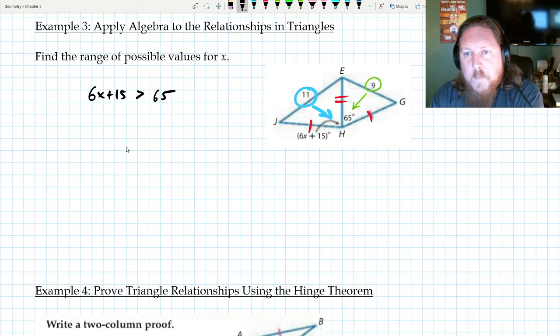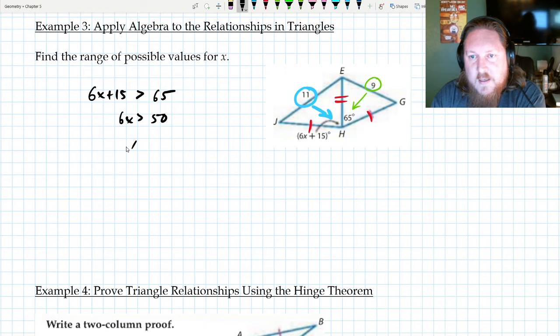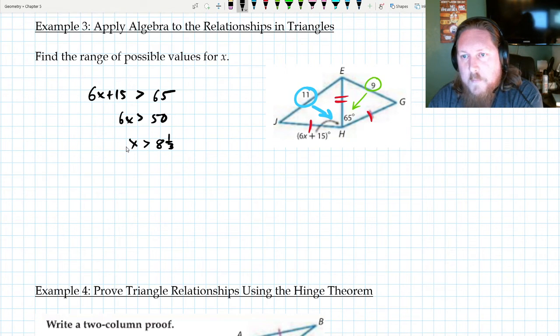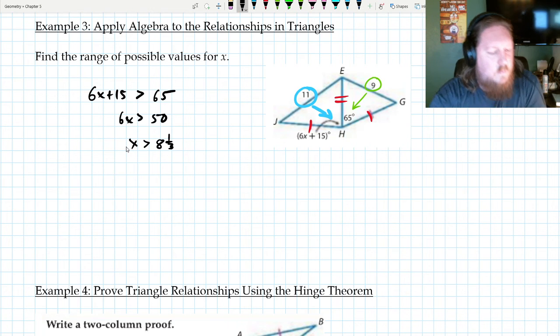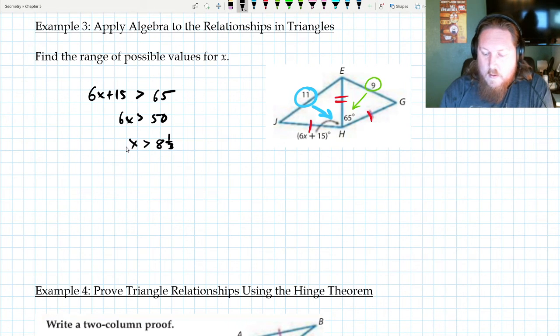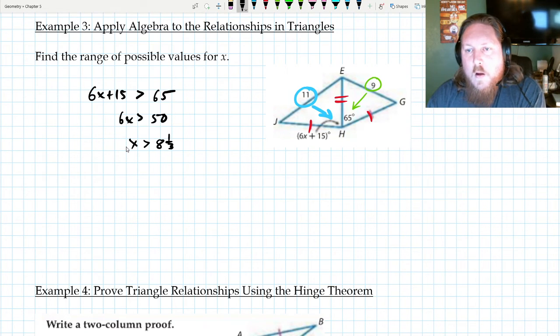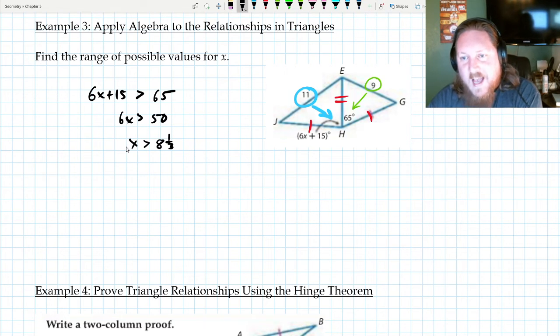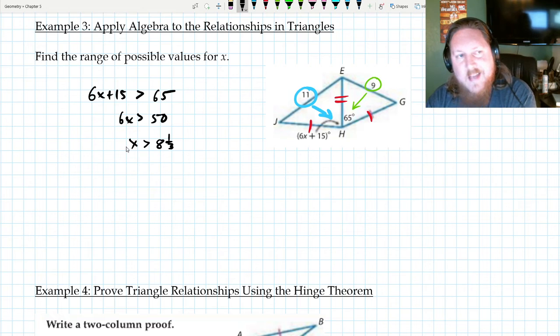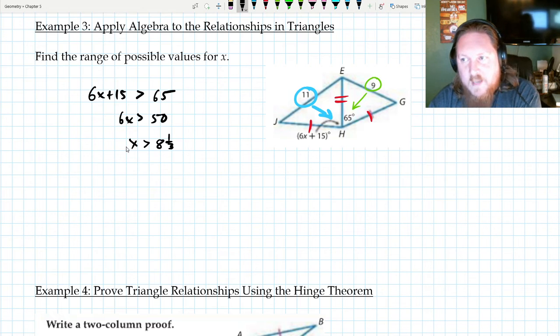So here we can subtract 15 from both sides. 6x is greater than 50. Divide both sides by 6, and you get x is greater than 8 1/3. Okay. I think that's right. Let me see here. Yeah, 8.3 repeating, so it's 8 1/3. All right. Now that is the lower bound. That's as small as the x can be, because if it's exactly 8 1/3, that angle would be exactly 65, but we don't want that. We want it to be bigger.